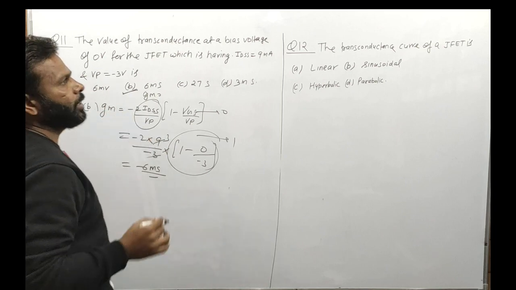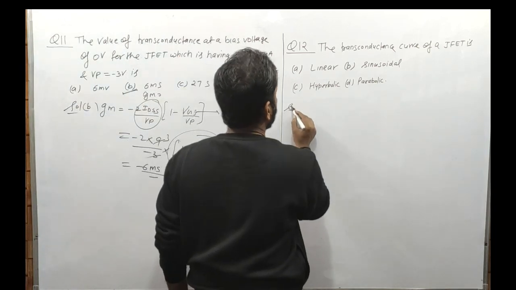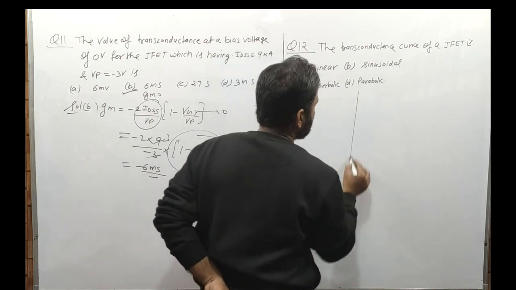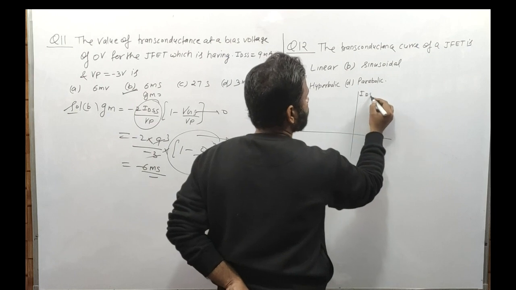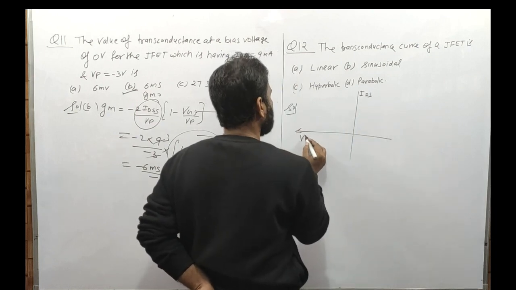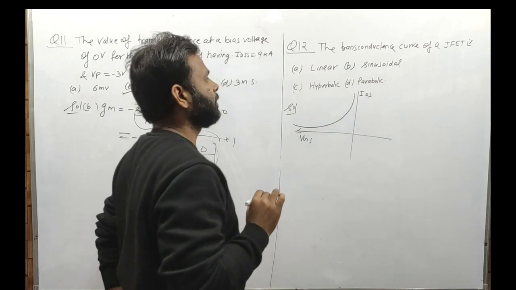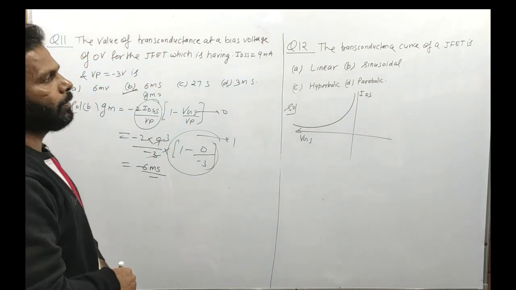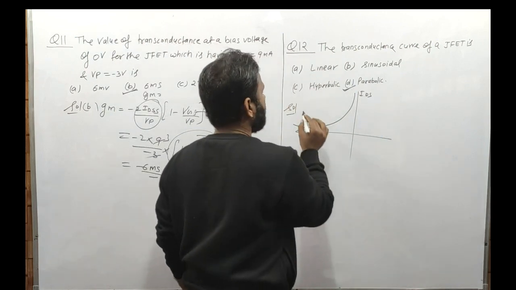Now next, the transconductance curve of a JFET is. Now if you remember the transfer characteristic, it is the curve of drain to source current versus VGS. So if you see, this curve is like that, so this curve is similar to a parabolic curve. Clear? So for that question we have option D.